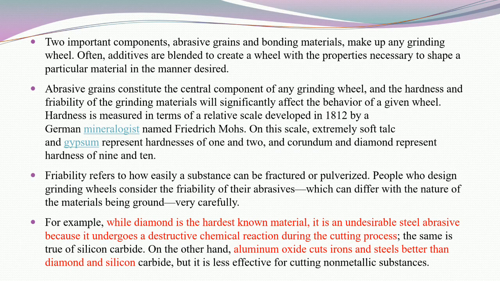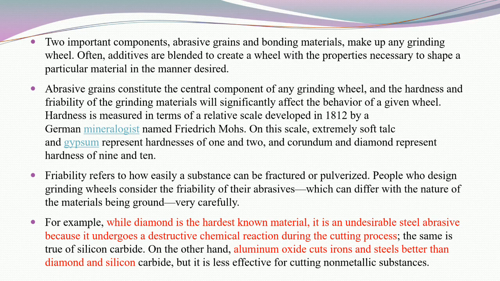Two important components, abrasive grains and bonding materials, make up a grinding wheel. Often, additives are blended to create a wheel with the properties necessary to shape a particular material in the manner desired. Abrasive grains constitute the central component of any grinding wheel, and the hardness and friability of the grinding materials will significantly affect the behavior of a given wheel.